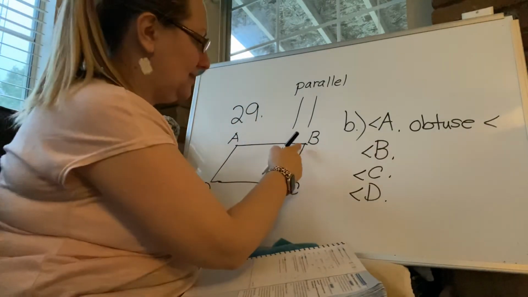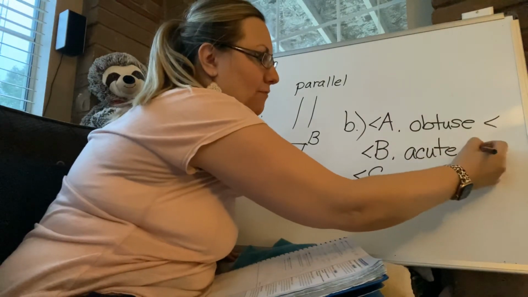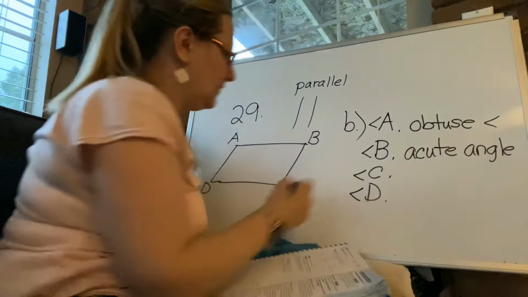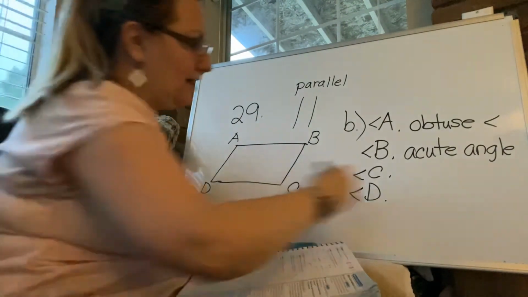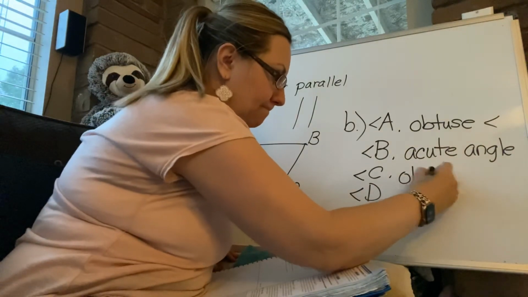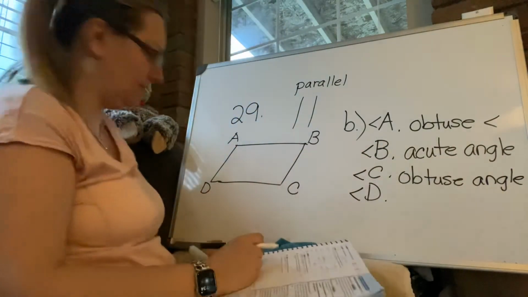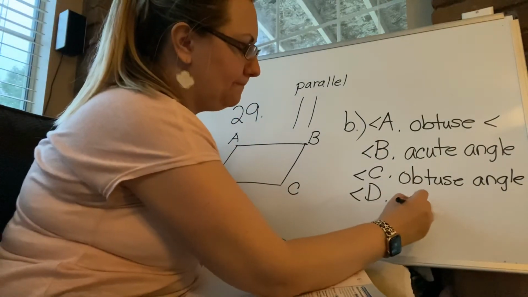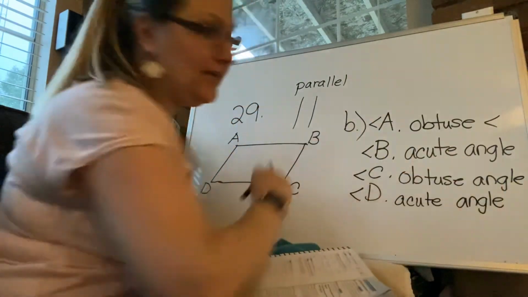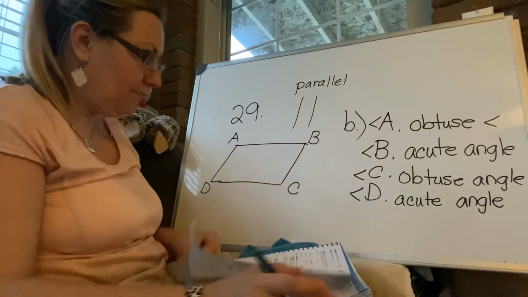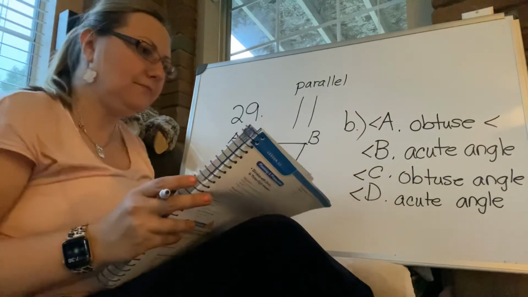B is an acute angle, less, and I think I'll write these out now, acute angle. C, what do you think? Looks like an obtuse angle to me. And D looks like an acute angle again. Acute angle. Sorry, I'm not writing as neat as I can because I'm kind of in a funny position trying to teach from my living room.